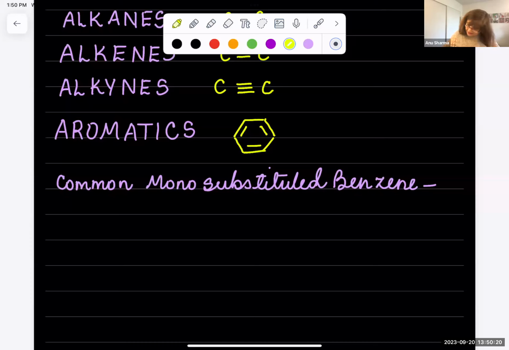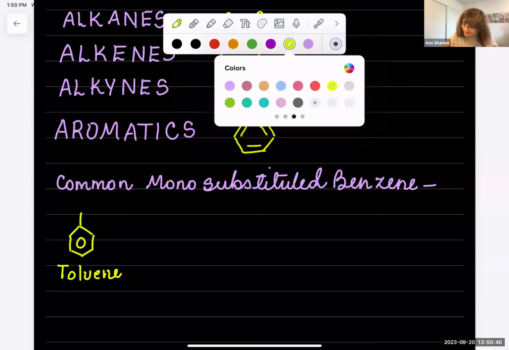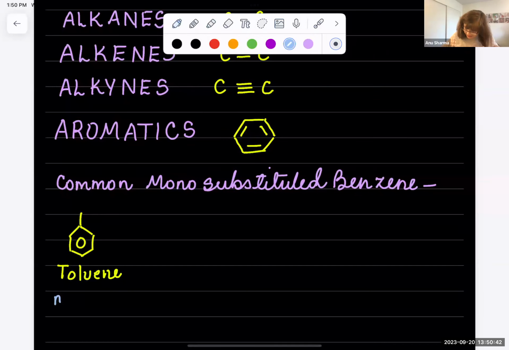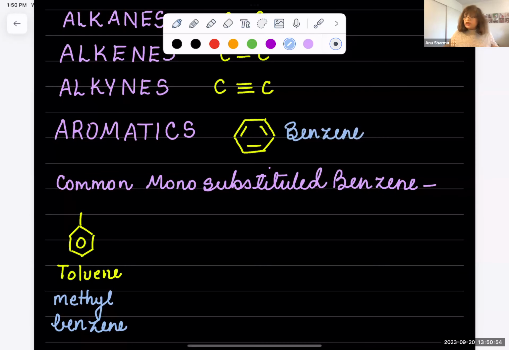Yeah, so here is toluene. Let's look at that. Here is toluene, methyl, okay? And so this becomes methylbenzene. The common name is toluene, but the other name is methylbenzene, okay? So this is the benzene group, or benzene structure.